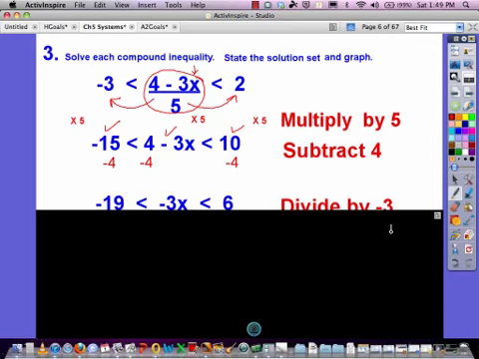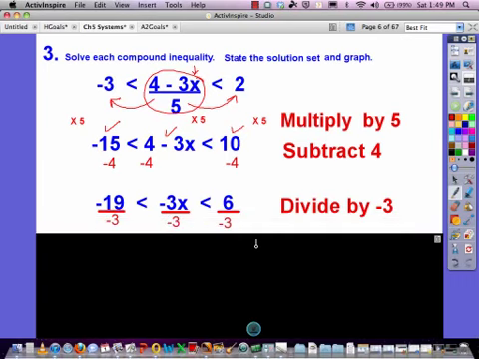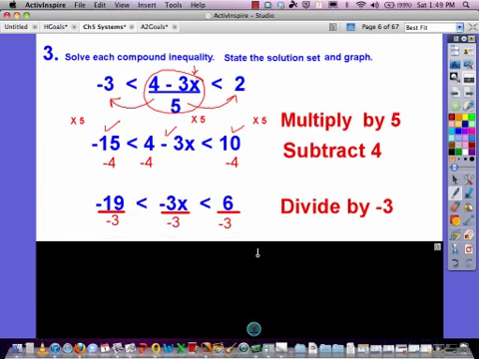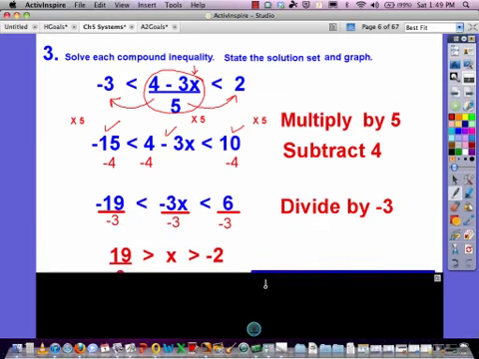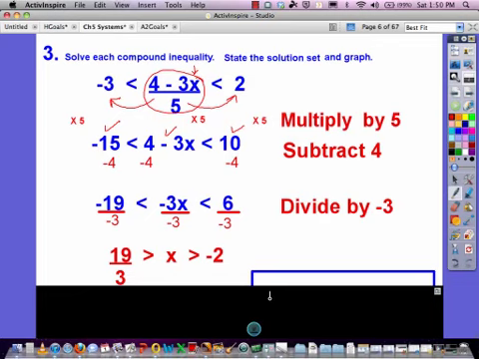It still has 3 parts. And now the only thing we have to get rid of is that negative 3 in front of the x, which is a multiplication. So let's undo that multiplication with division. And remember our rule for dividing by a negative in inequalities. You must switch the inequality sign. So we now have this statement: 19/3 is greater than x is greater than negative 2.